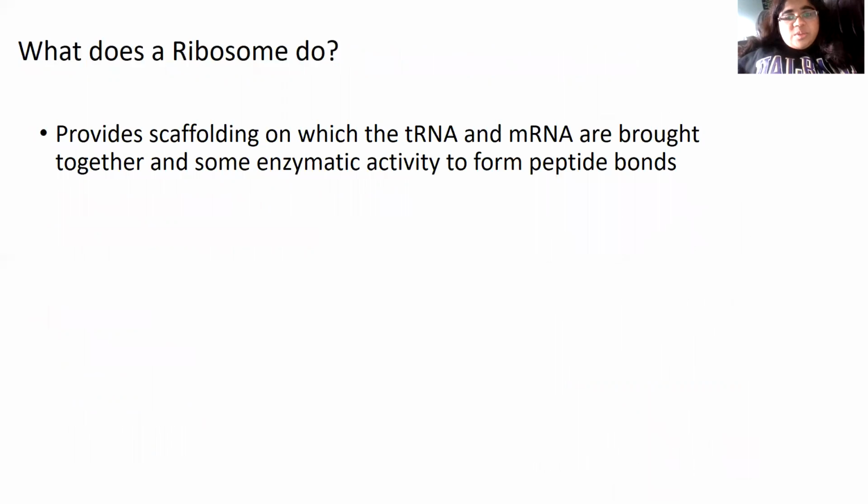So what does the ribosome do? It provides the scaffolding on which the tRNA and mRNA are brought together, and it allows the formation of peptide bonds. So it holds the tRNA and it holds the mRNA and brings in the tRNA, so it has a place to stay while this peptide bond formation occurs.